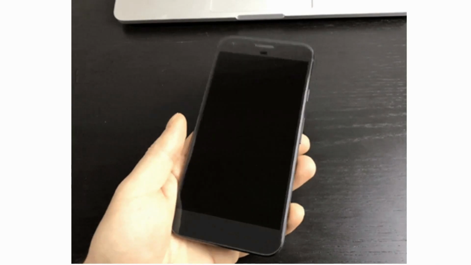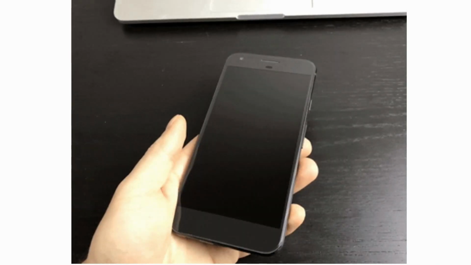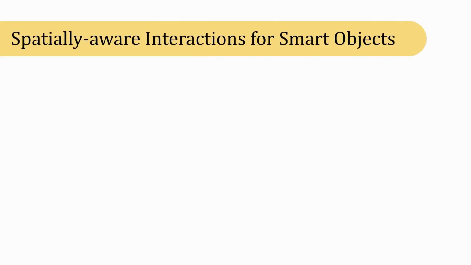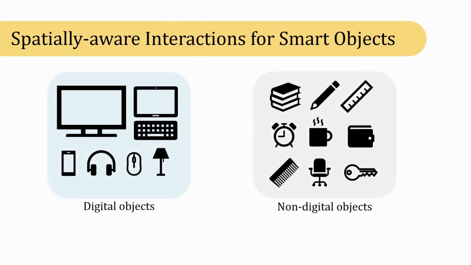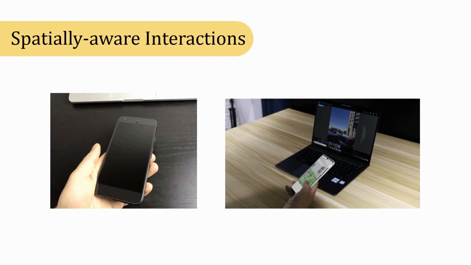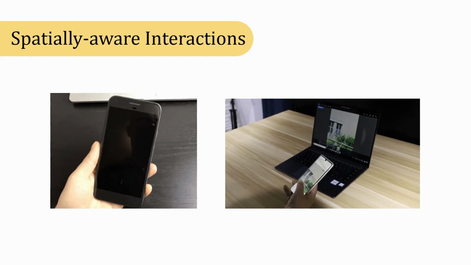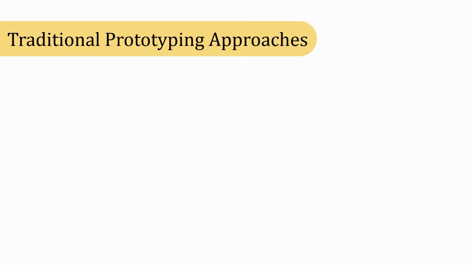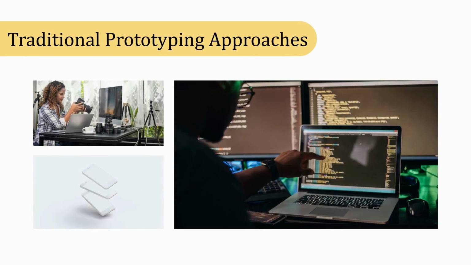Let's start with a small action, lift to wake. It is now commonly used in our daily life. This interaction paradigm, spatially aware interaction, is designed for smart objects to enable ubiquitous computing. It covers spatial movements of one smart object and spatial configuration among multiple cross or networked objects. However, prototyping such interactions remains challenging since there is no ad hoc approach.